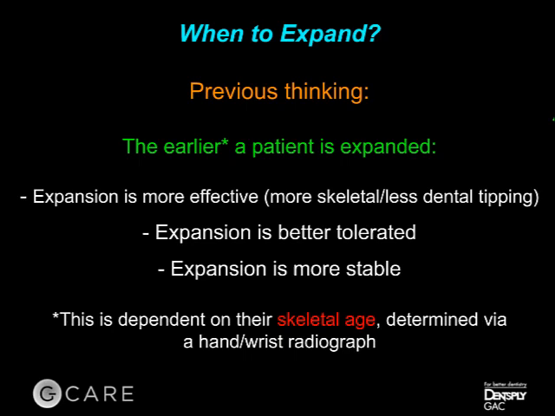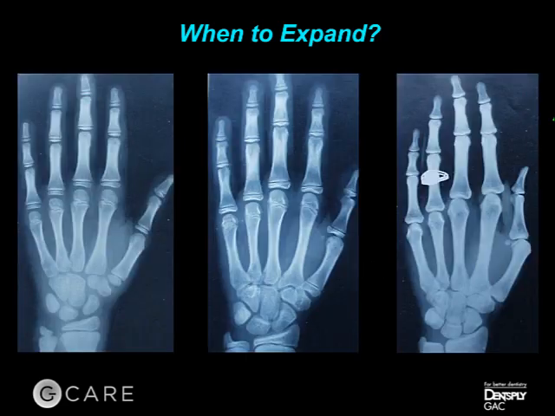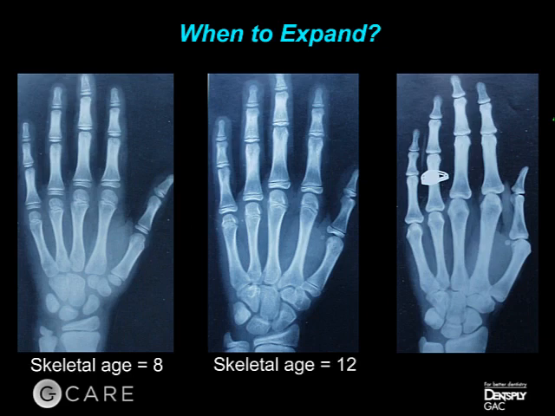And this was basically judged by the patient's skeletal age with a hand-wrist radiograph. So we were able to look at a hand-wrist radiograph and say, okay, the patient may be 10 years old, but their skeletal age may be 8, it may be 12, or we may have some adolescents that are actually at a skeletal age of an adult. And looking at these hand-wrist films, we can look at the growth plates and say, are the growth plates still open, and how mature or immature is the skeleton, and can we expand them?